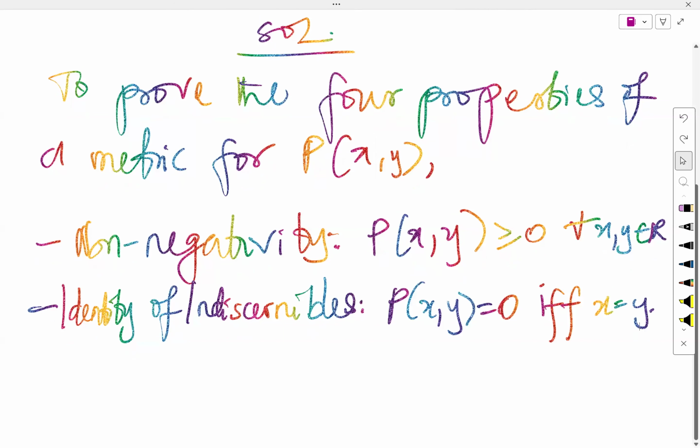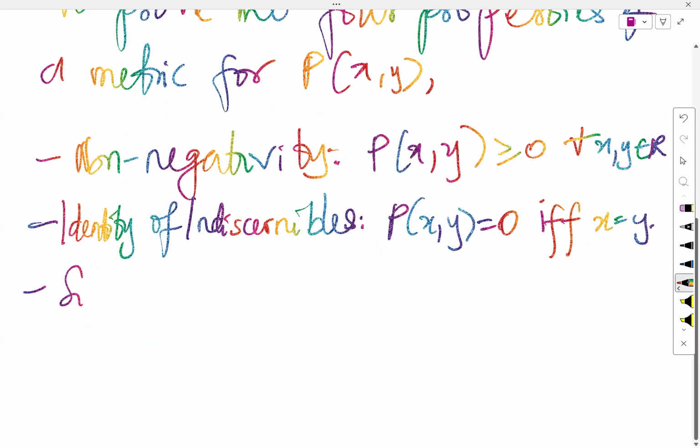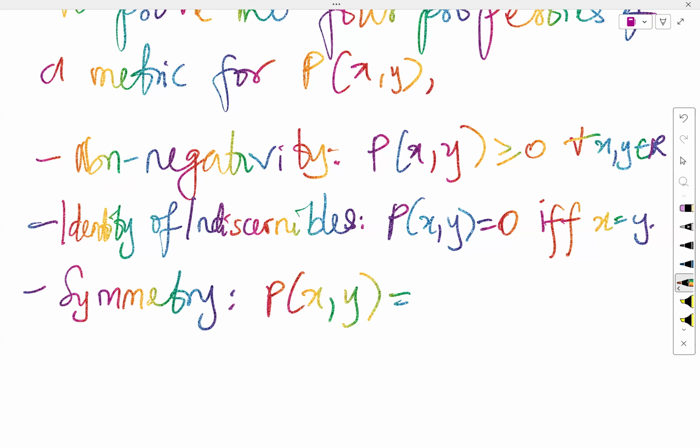And then there is symmetry. There's also the property of symmetry. So that means P of x comma y is the same thing as P of y comma x for all x comma y in the real number system.